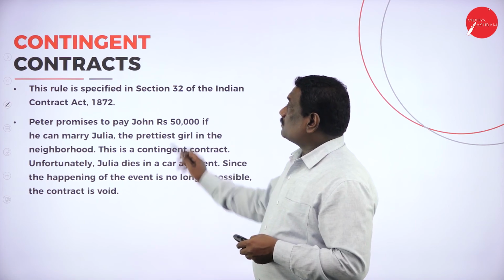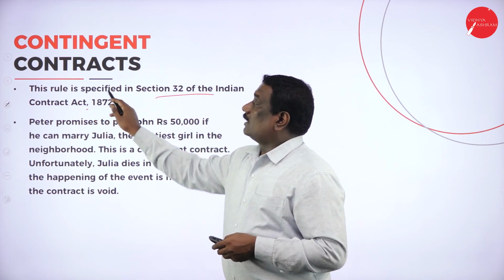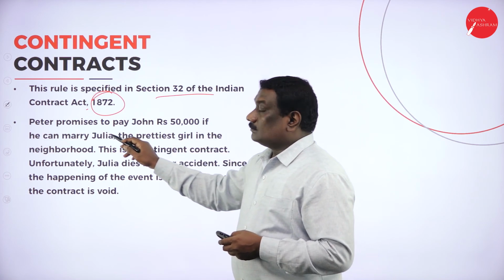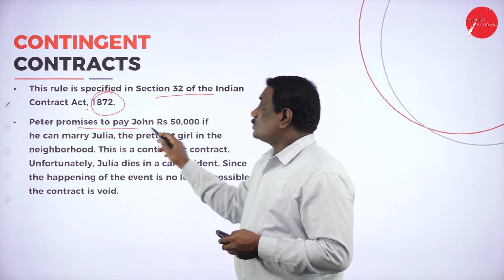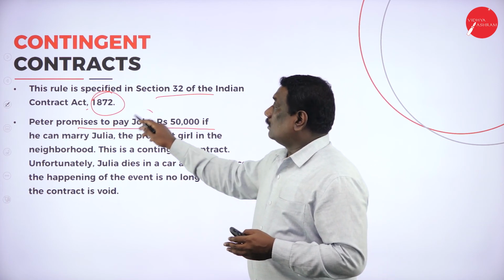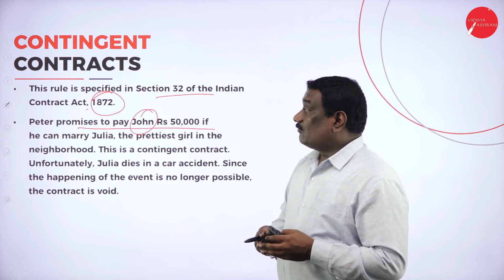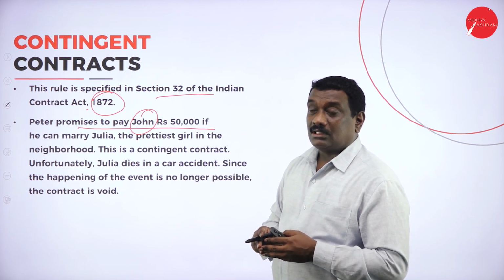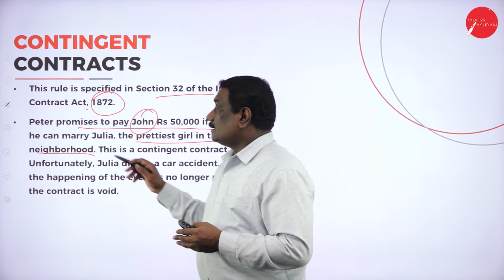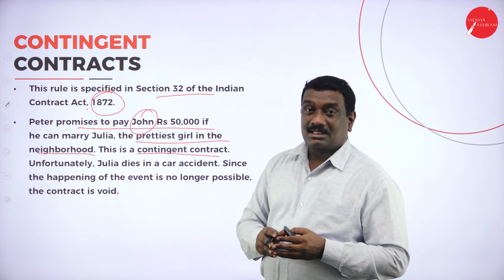This particular rule is specified in section 32 of the Indian Contract Act of 1872. Now here we can see the example. Peter promises to pay rupees 50,000. Peter is promising whom? John, rupees 50,000 if he can marry Julia, that is the prettiest girl in the neighborhood, right? Now this is a contingent contract.